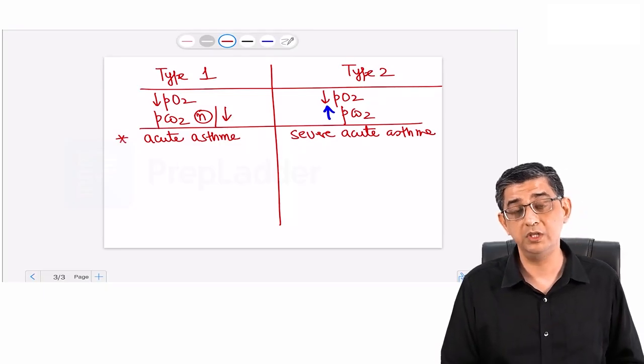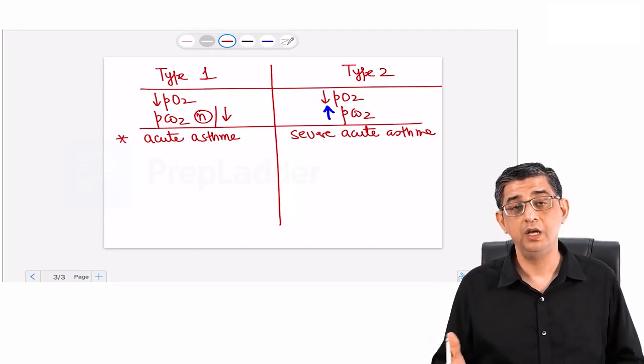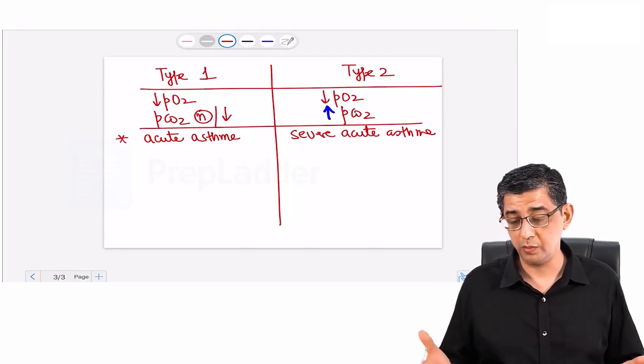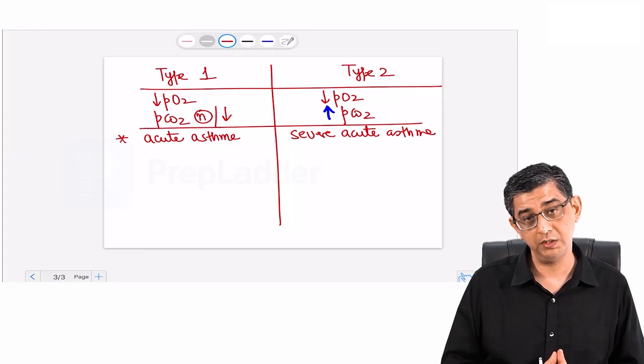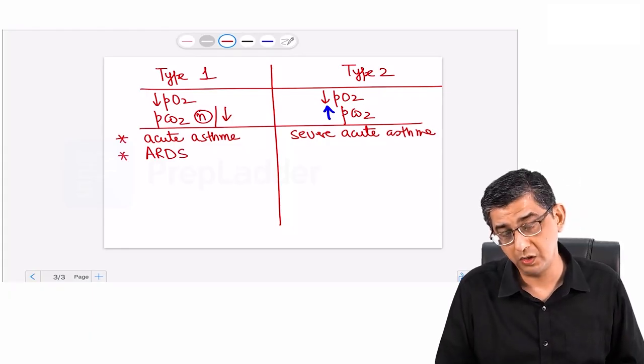Now, the term status asthmaticus per se has been removed from medical literature, so I've written the word severe acute asthma, where you can focus on the word silent chest. You see, the airways will close, the chest is silent. If air is not going to go in, carbon dioxide cannot come out, and therefore the carbon dioxide values in the body will begin to rise.